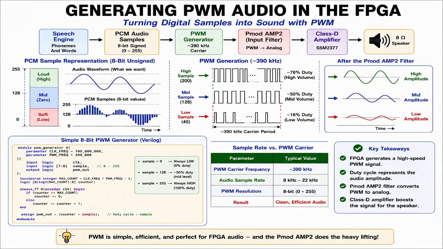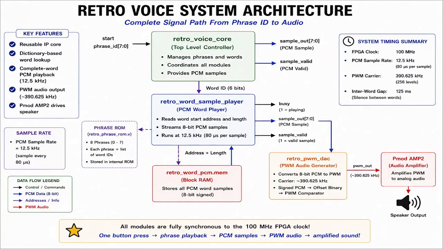You might wonder why we can't simply connect the speaker directly to the FPGA. The answer is current. An FPGA I/O pin is designed for digital logic, not for driving a low-impedance speaker, although I have done this before. The amplifier supplies the power that the FPGA cannot, allowing even a tiny PWM signal to become clear, audible sound.